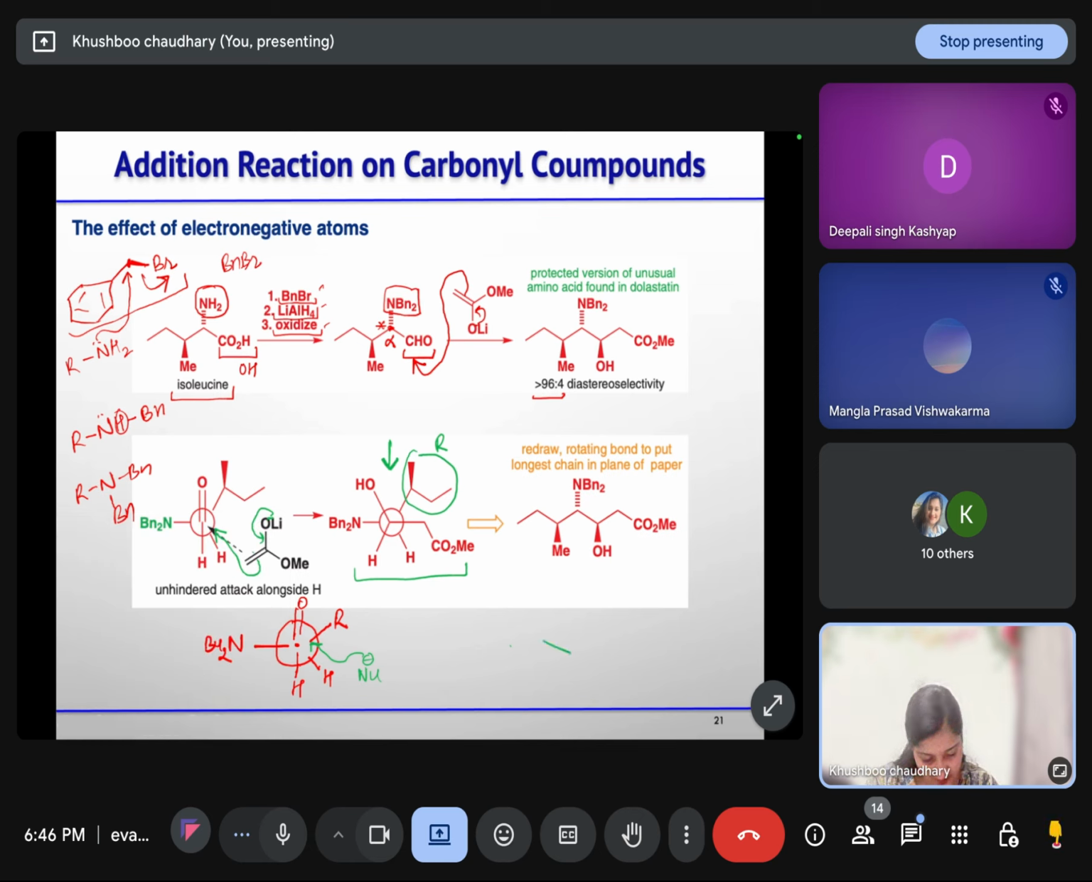Okay, so we have this carbon and this carbon. On this carbon, we have NBN2. Here we have CH2CO2Me, and this OH is above, and here we have the alkyl group above and hydrogen below. Now, for keeping the alkyl part, or most of the carbon, in the plane, we will bring it here. Nitrogen will go below, hydrogen will go above, so you will get this structure.